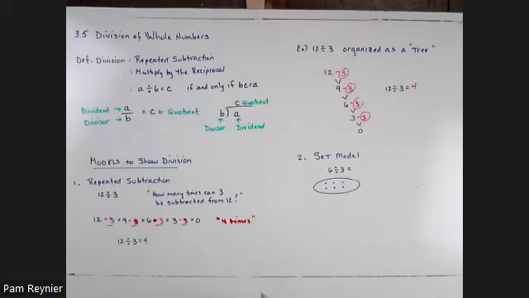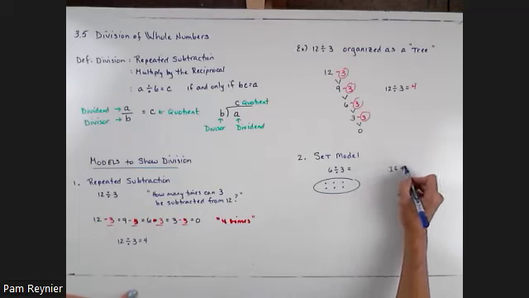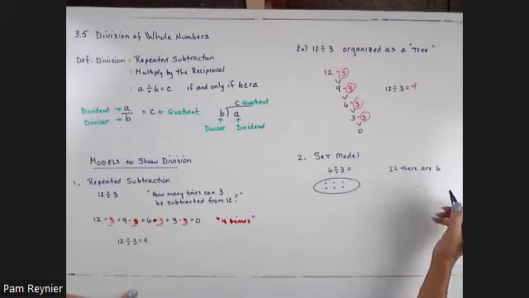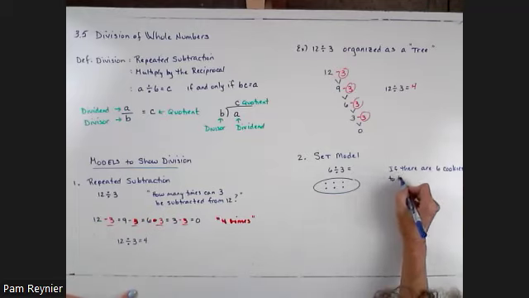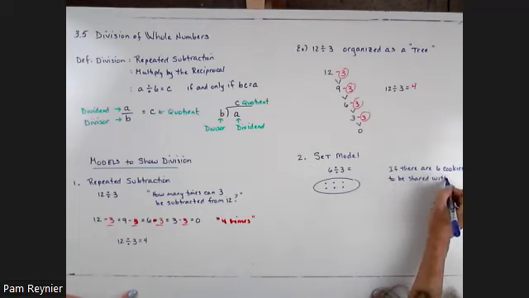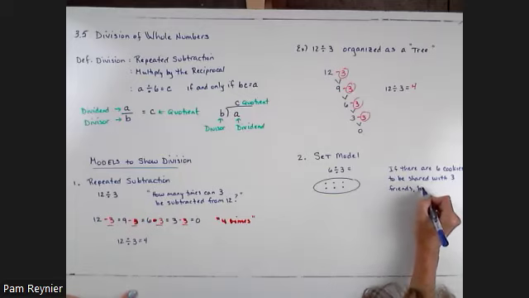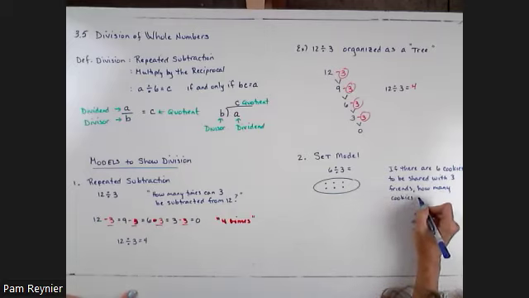So say, for example, you had 6 cookies that you want to share with 3 friends. If there are 6 cookies to be shared with 3 friends, how many cookies will each friend receive?